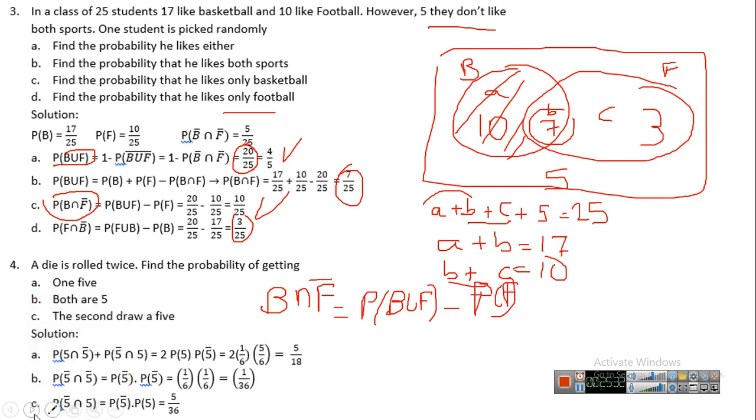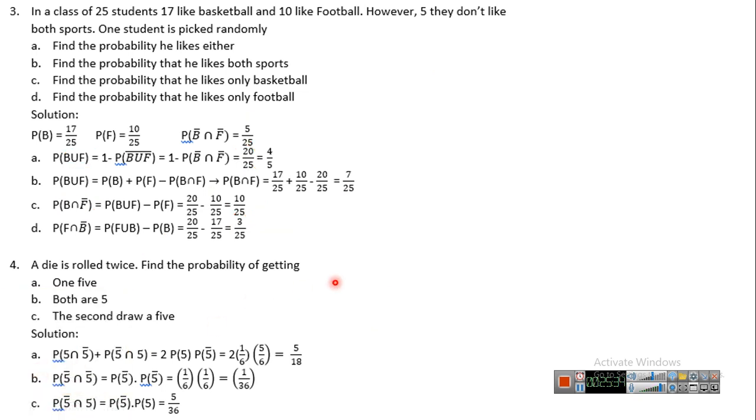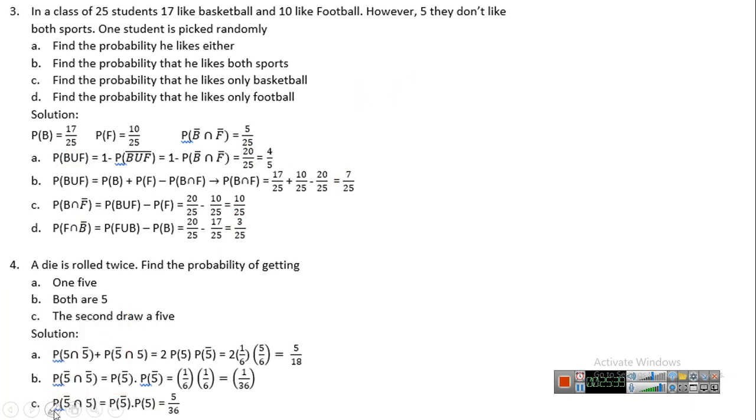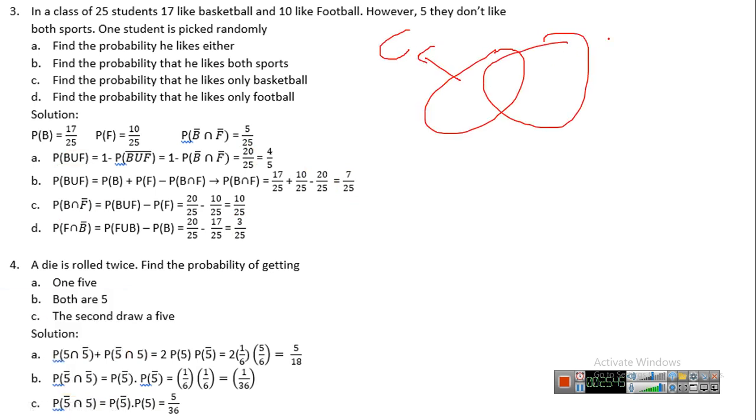Suppose I said find the probability that, suppose you have set C, for you to understand, and you have B. Suppose I told you the probability he likes only C. Since we have common only C, you say C and not B, and you get rid of the intersection. So you're taking this part only.